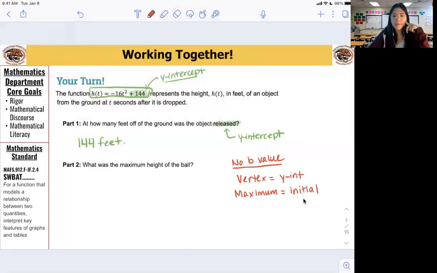We have to be fancy in this class. We've got to use those key words. So yes, the maximum is the same as the initial, which means that the maximum height is also going to be 144. Because what is happening with this object? Are we throwing it, tossing it, or are we just dropping it? Look at the problem.